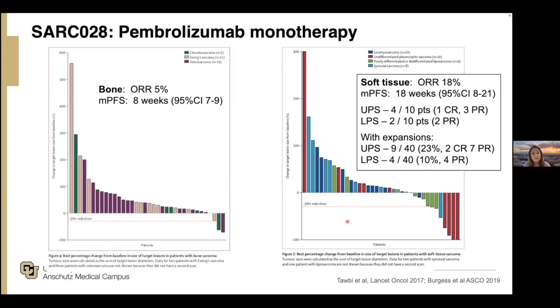On the other hand, for soft tissue sarcomas, we saw multiple responses for a rate of 18%. These tended to be in patients with the pleomorphic sarcoma subtype, as well as liposarcomas or fat sarcomas. Once these were expanded, the pleomorphic sarcomas carried about a 23% response rate, and liposarcoma was about 10%. So this was very exciting and really started the movement to start understanding immune therapy for sarcomas.